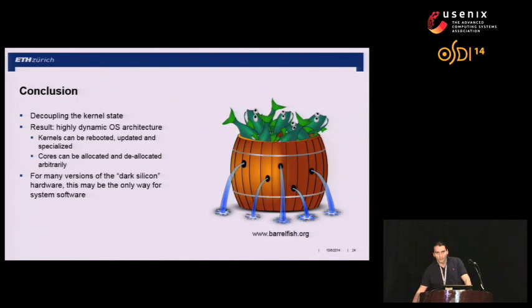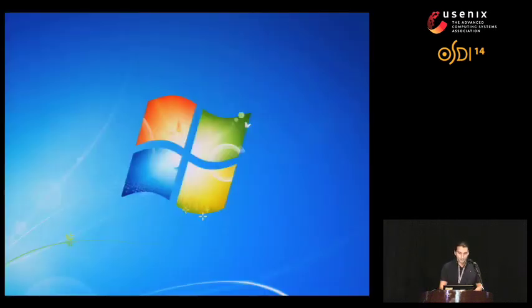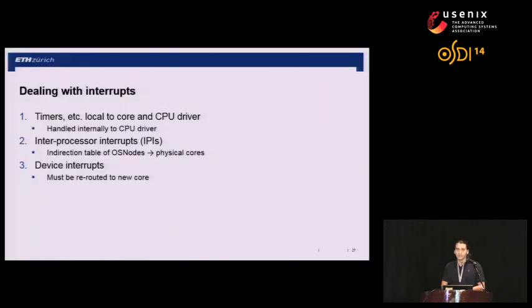Yes, so I can talk about interrupts specifically if you're interested. I have some slides there. In general, we distinguish between three types of interrupts in our system. First, we have some interrupts that are handled locally to the kernel, which are, for example, timers in the kernel itself. Then we have interprocessor interrupts, IPIs, which we send between OS nodes. And here we use an indirection table that maps OS nodes to physical cores. And then we have device interrupts, which are essentially, for example, from device drivers.